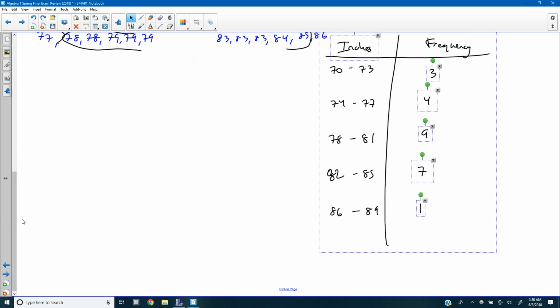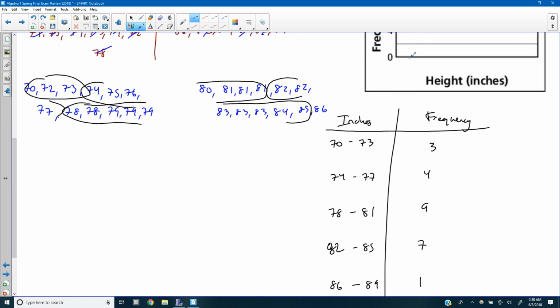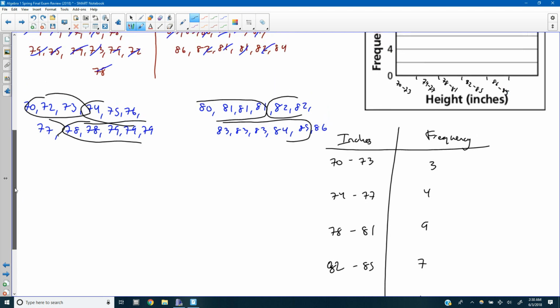I'm going to bring it over, and I'm going to create those intervals onto here. So 5 different intervals, so 1, 2, 3, 4, 5. And this will be the 70 to 73, 74 to 77, 78 to 81, 82 to 85, and 86 to 89. So they're all equal widths of 4 each.